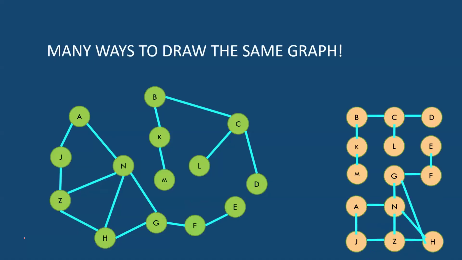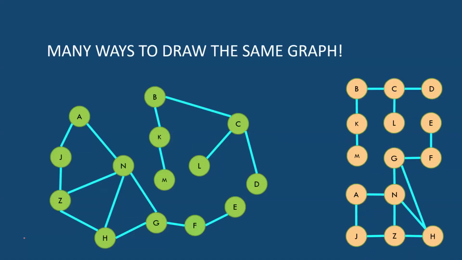Now, we could draw these graphs in multiple ways. These are the same graph, okay? So how we lay them out on paper is just how we visualize them for us humans. The computer doesn't really care about the visual layout.